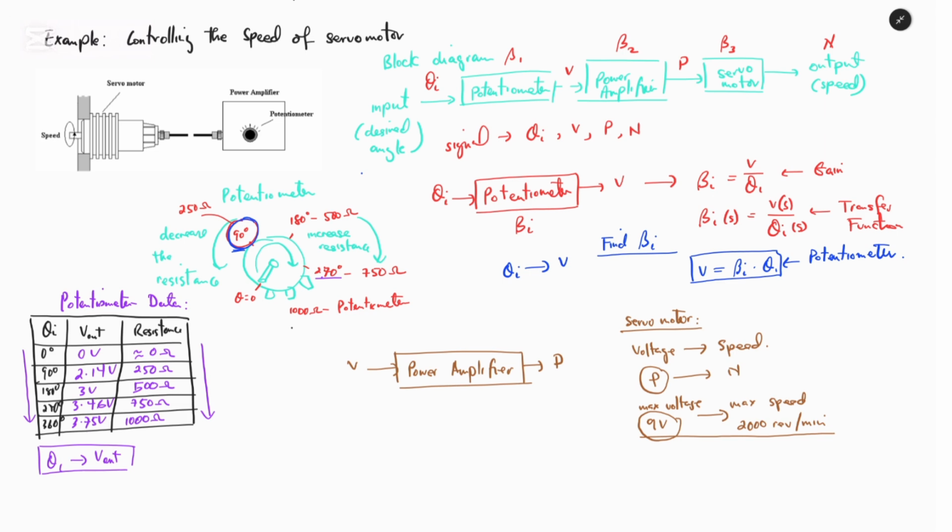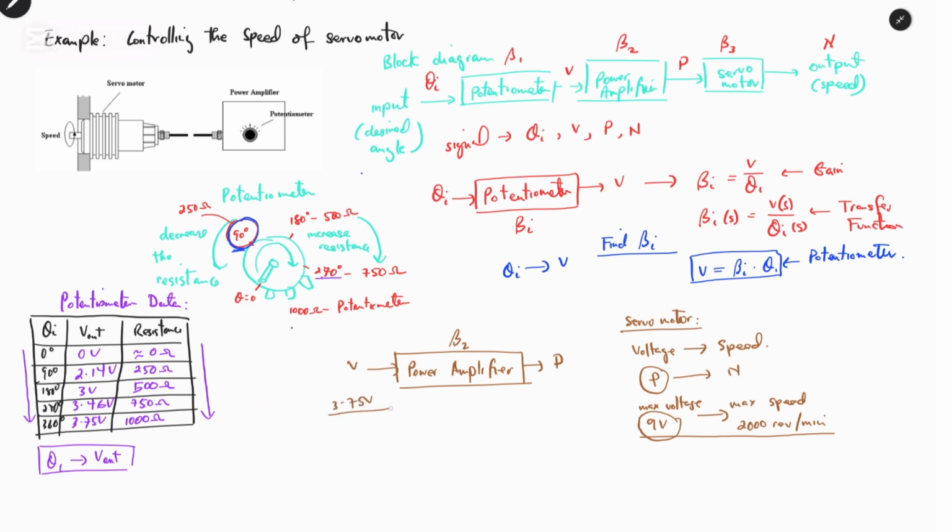So we have this data, we can now correspond with the input voltage to the power amplifier. From there we can calculate the beta 2 gain of the amplifier. So how can we design this? We know that the maximum input to the power amplifier will now be 3.75 volts.